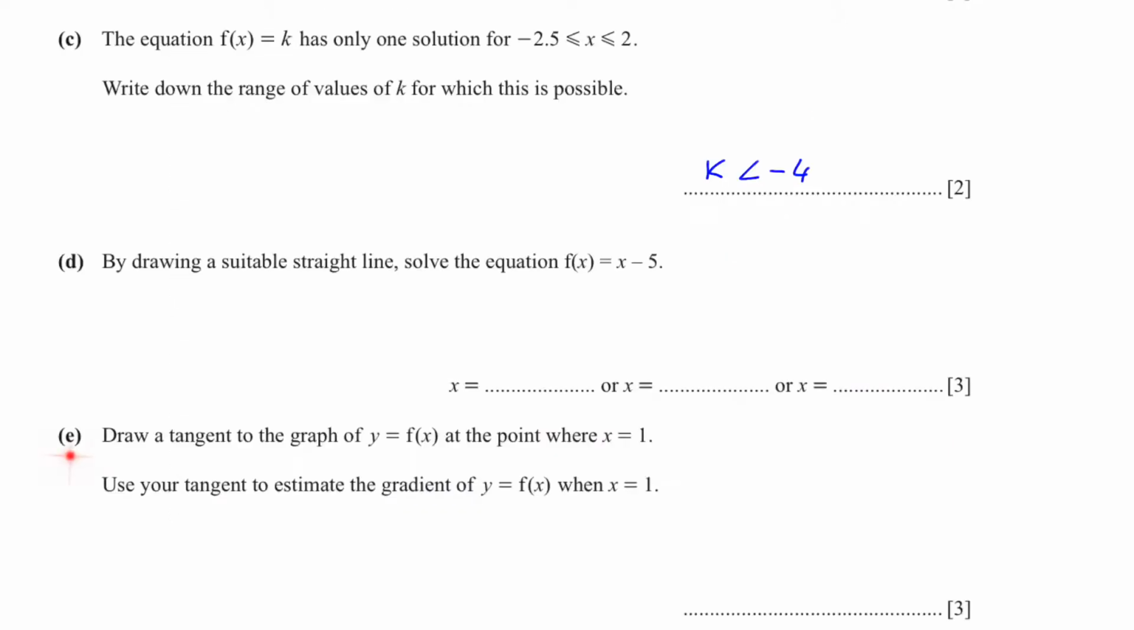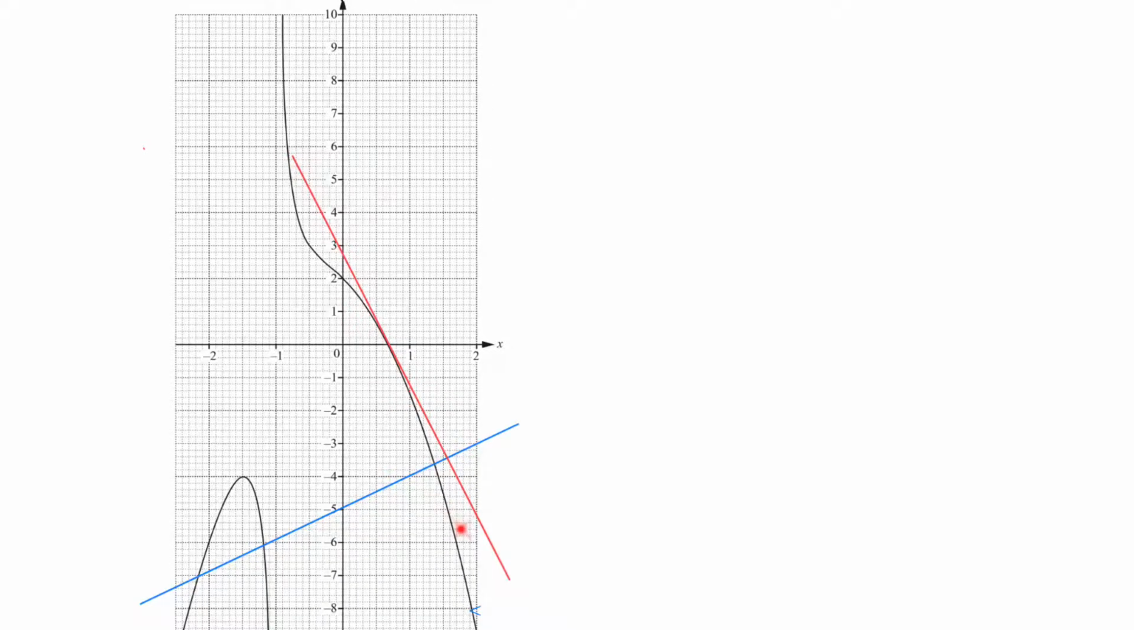Part E. Draw a tangent to the graph of y is equal to f of x at the point where x is equal to 1. Use your tangent to estimate the gradient of y is equal to f of x when x is equal to 1. We are going to draw a tangent when x is equal to 1 and then find the gradient. So this is how your tangent will look.